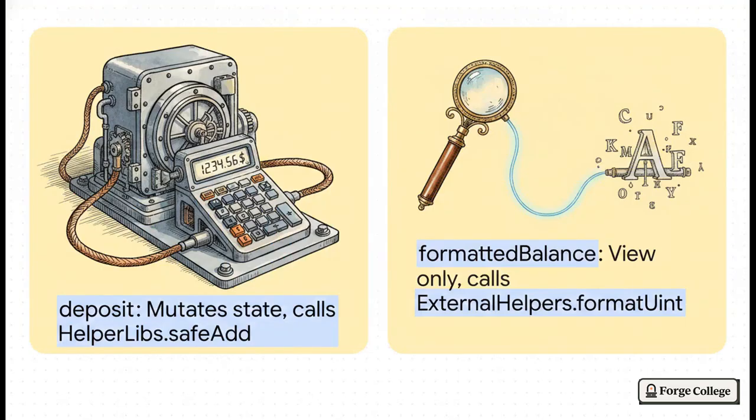Let's look at how we wire specific roles. We connect our internal safe-add library to a mutating deposit function. Since deposit actually changes state and handles user funds, it really needs that tightly controlled embedded math. Conversely, our external format uint library hooks up to a read-only formatted balance function. It's just displaying text, right? So a lightweight external helper is the absolute perfect tool for that job.